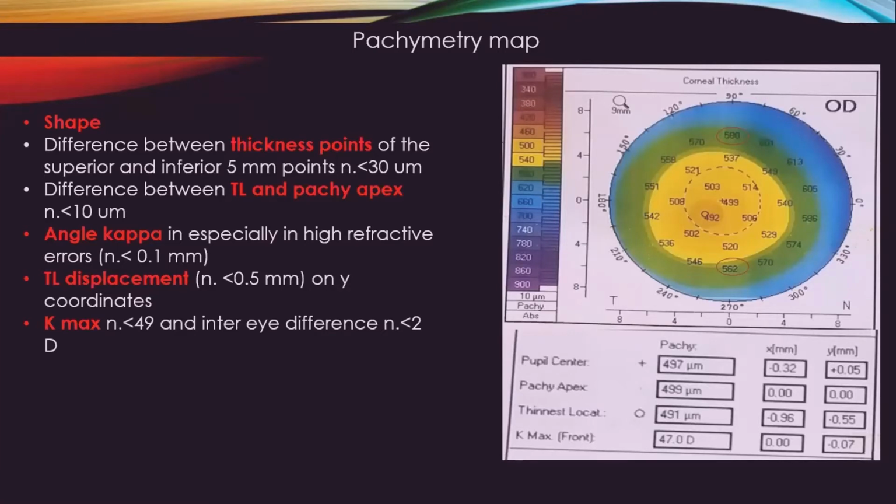It is important to stress on the thinnest location displacement. Thinnest location displacement takes always a sign of a circle, and you have to compare it with the pachy-apex on the y coordinates. Normally it is less than 0.5 millimeter. From 0.5 to 1, it's a suspect. More than 1, maybe it's a keratoconus.